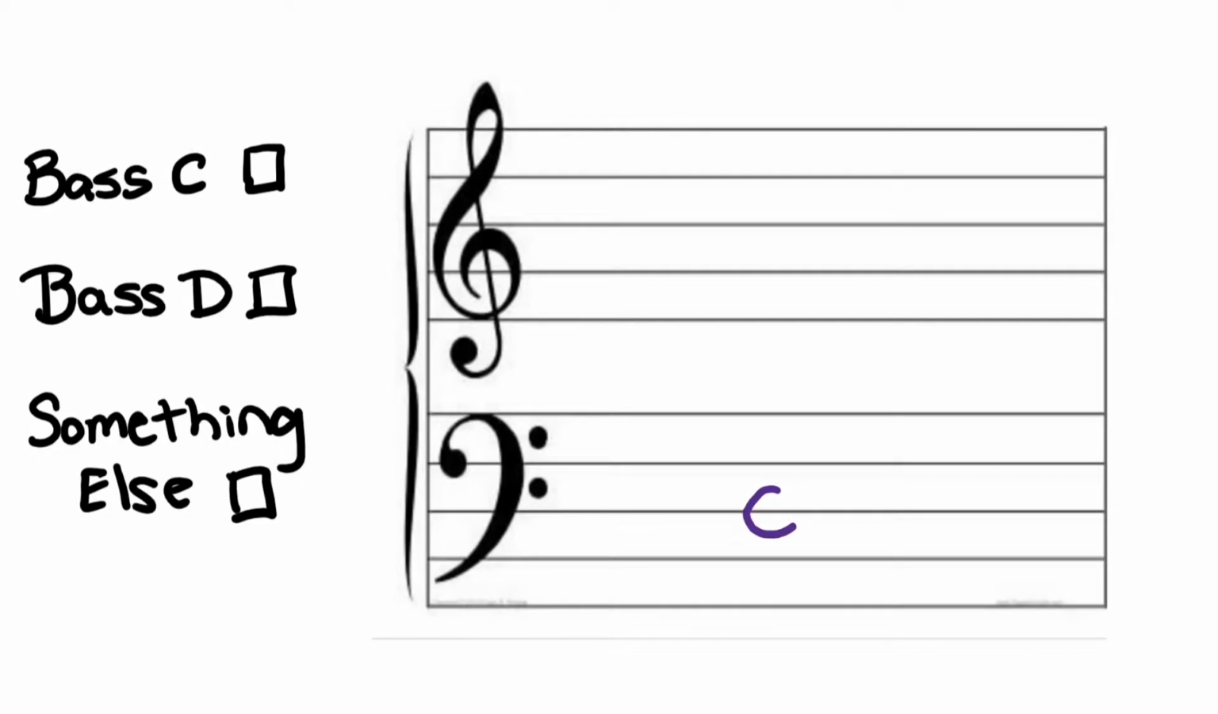Now let's take a look at our next note. This note is also on a line, so we can count the lines to see if it's in the middle like bass D. I see 2 lines above this note, and I see 2 lines under this note. This note is in the middle. This note is bass D.